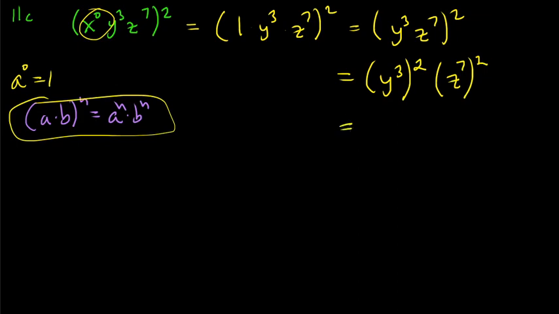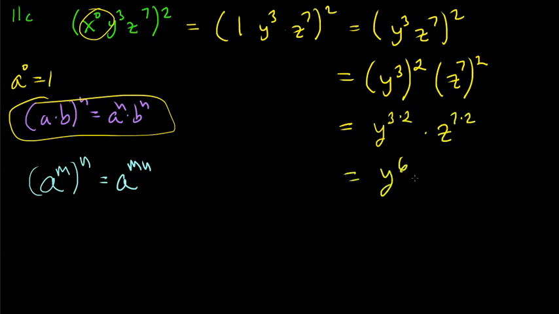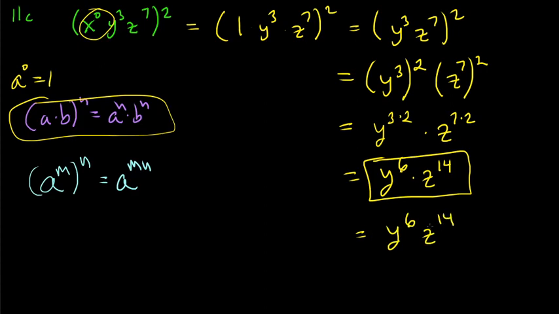Okay. Now we need to use a different rule. When you have something to a power, and then we're raising that to another power, so a to the m to the n, it's just a to the m times n. So we multiply 3 times 2 for the exponent of y. For the exponent of z, it's 7 times 2. So 3 times 2 is 6, and 7 times 2 is 14. So it's y to the 6 times z to the 14. Okay? So that's part C.